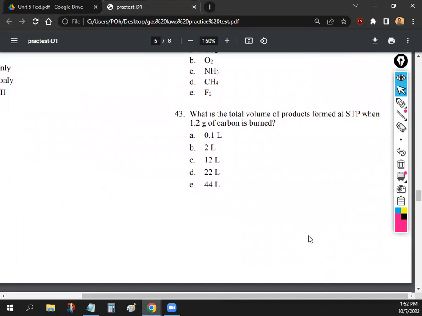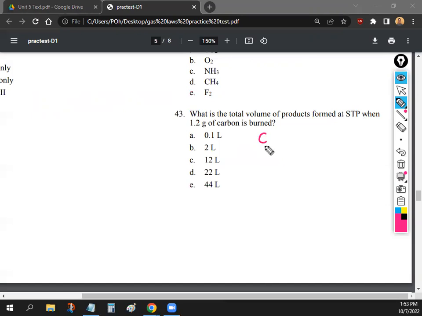Okay, now the reason I wanted to do this one is because you're going to have to write an equation on your own. And I don't think we went over types of reactions very specifically in class. But if we take a look at this problem, it's asking what is the total volume of products formed at STP when 1.2 grams of carbon is burned. So let's start with the equation. Now we need to write the chemical equation. So obviously we're going to start with carbon because we're burning carbon.